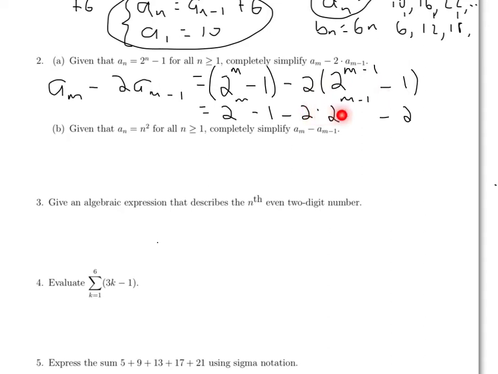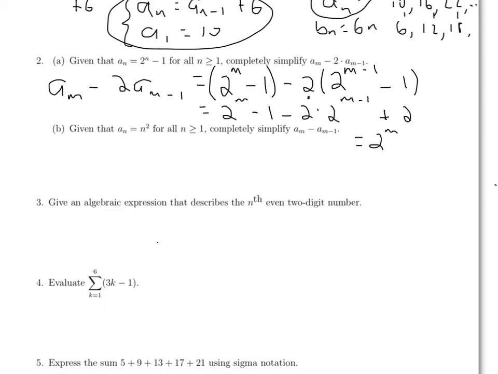So I have the 2 times 2 to the n minus 1 and the 2 times the negative 1. My rules of exponents tell me that if I'm multiplying two powers of 2, this 2 is really just 2 to the first power, then I add the exponents, and so this ends up being 2 to the m, what did I say, minus 2? I distributed wrong, right? You've got to pay more attention than I was. We have minus 2 times minus 1, so that should be plus 2. I almost got away with it.